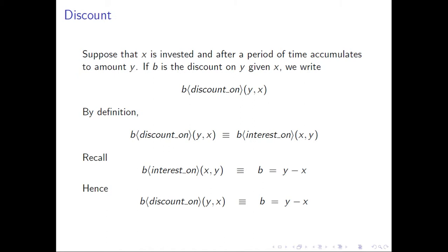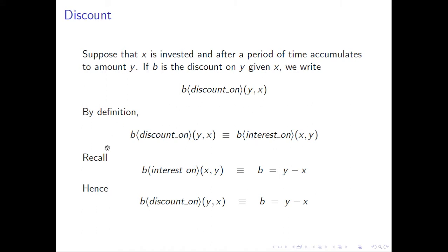Now, suppose that X is invested and after a period of time accumulates to amount Y. If B is the discount on Y given X, we write this expression. You can think of discount on as a relation that relates B on the one hand and Y and X on the other.